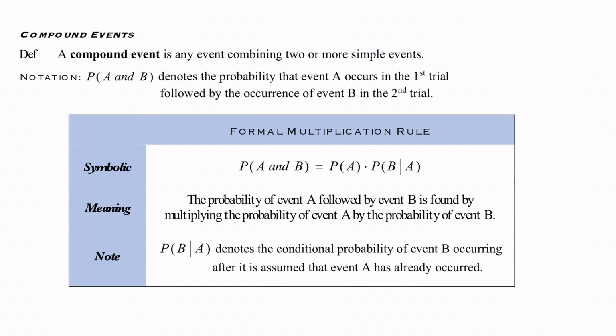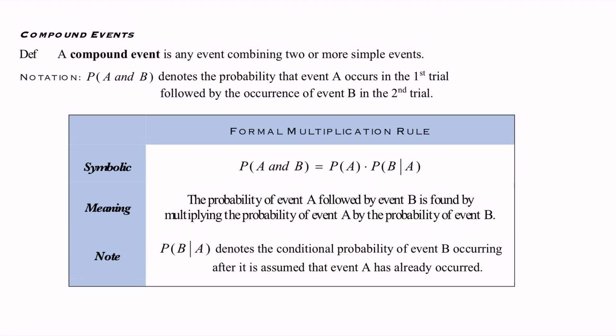Now let's consider the compound event A and B. This is the event of both A and B occurring. For the multiplication rule, we are now considering events which occur in successive trials. For instance, event A occurs in the first trial and event B occurs in the second trial.